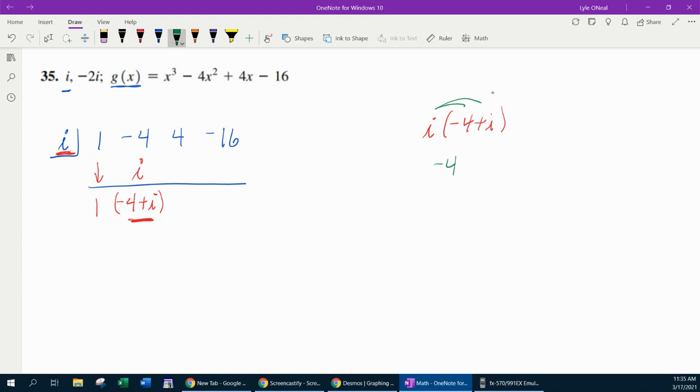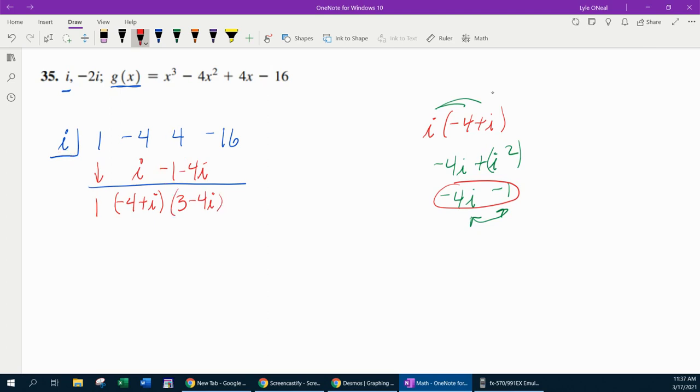Negative 4 times i, that's a negative 4i. i times i is i squared. Remember from your complex numbers, i squared is negative 1. So we can substitute. We can have negative 4i minus 1. And then to put that in standard form, we need to switch those around. So that multiplication is going to result in negative 1 minus 4i. That goes above the line. And then these get added. So to add 4 to negative 1 plus 4i, since the negative 1 plus 4i is complex, you're simply going to add the real parts together. 4 minus 1 is 3, and the minus 4i comes down.